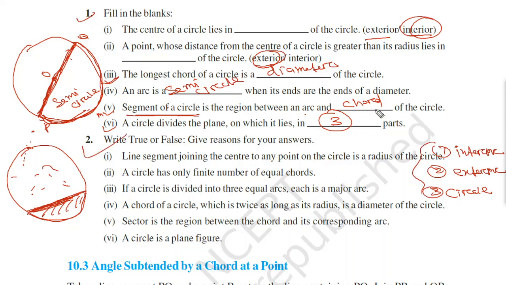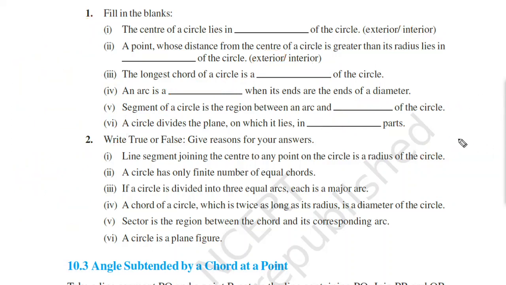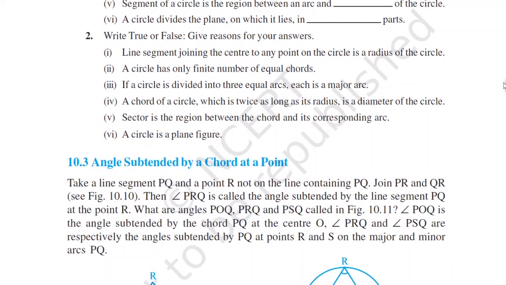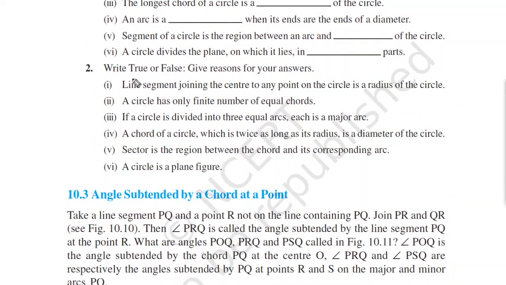Now we'll move to question number 2. We'll delete all this. Now let's start discussing question number 2. Write true or false and give reason of your answer. Let's start with I. A line segment joining the center to any point on the circle is a radius of the circle. First we will draw a circle. Line segment joining the center to any point of the circle.